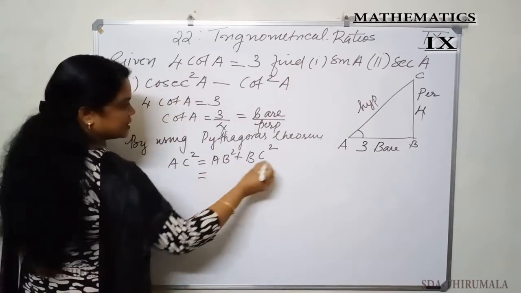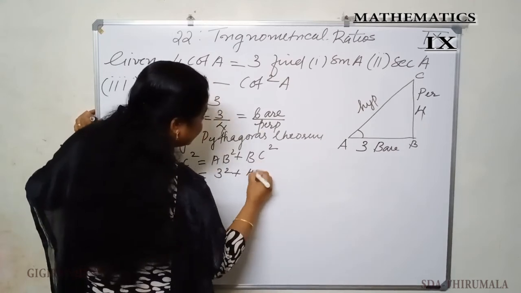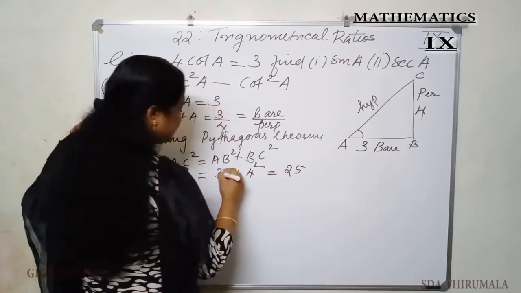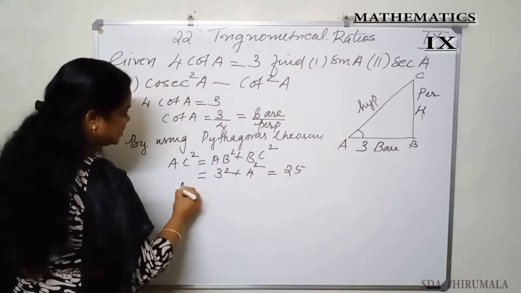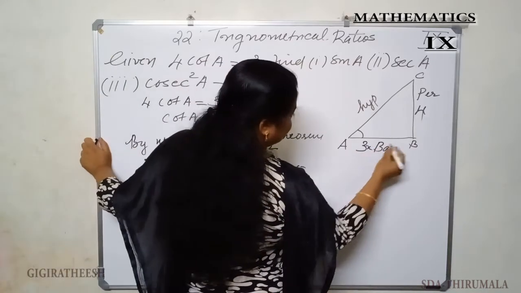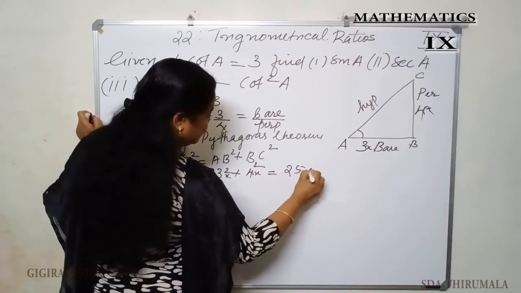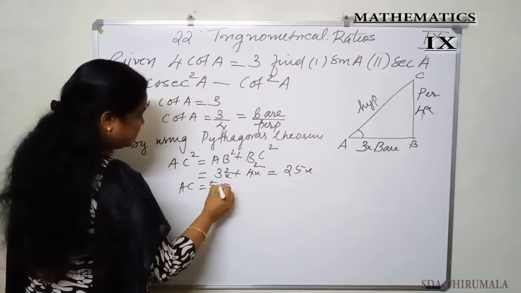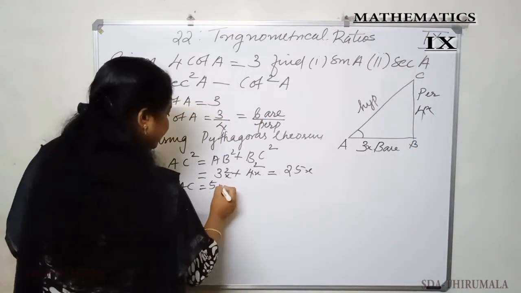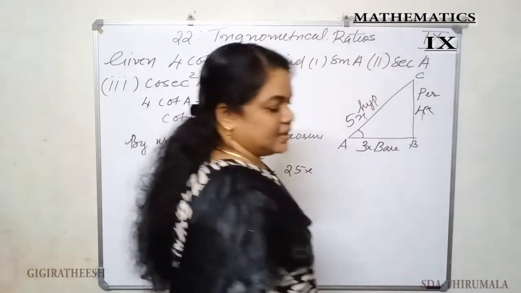AB is equal to 3, so 3 square, plus BC is equal to 4, so 4 square. 3 square is 9 plus 4 square is 16, that is 25, and AC is equal to 5. Here we can write it as 3x, 4x, and 25x square, so 5x is the length of the third side. This is 5x.